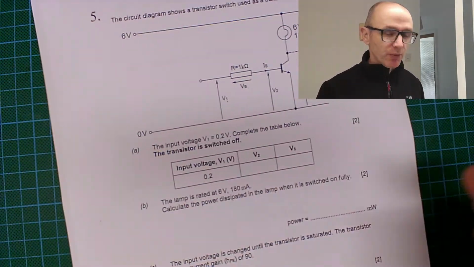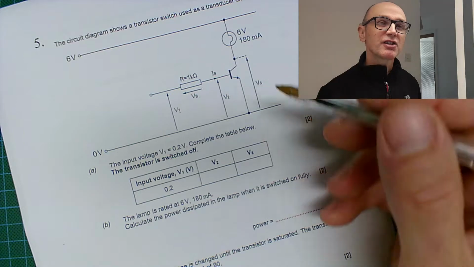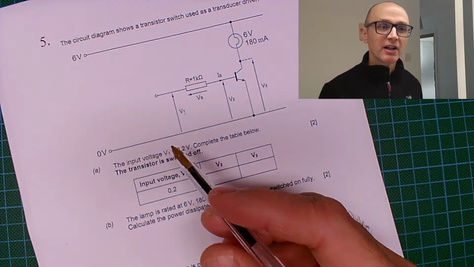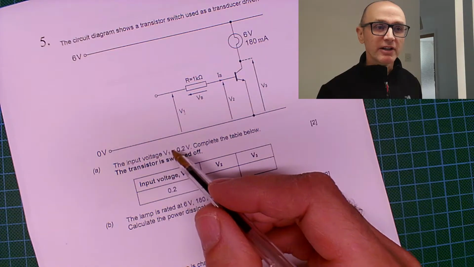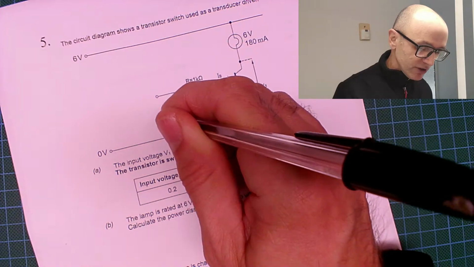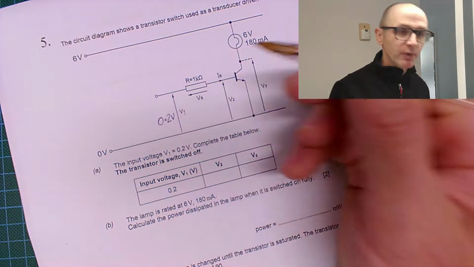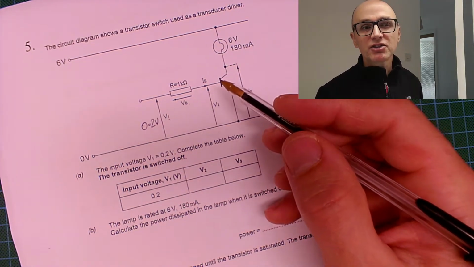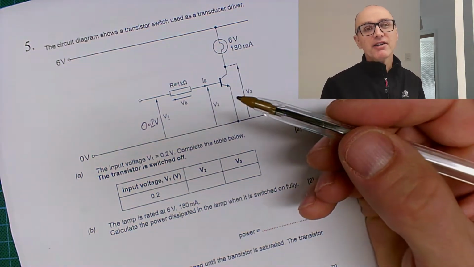So we've now considered at least the part of the operation of a transistor as a switch. But then they've given us this other thing about the input voltage V1 of 0.2 volts. So let's just jot that in, and we'll now think about why that is important. So a transistor is a current amplifier.